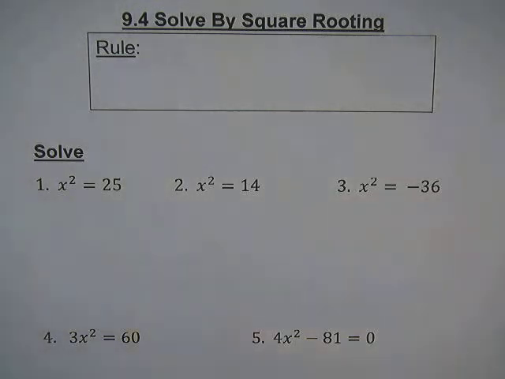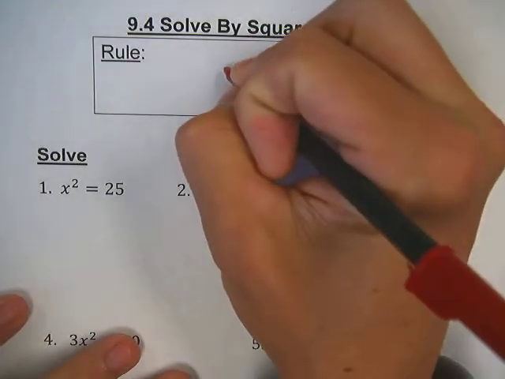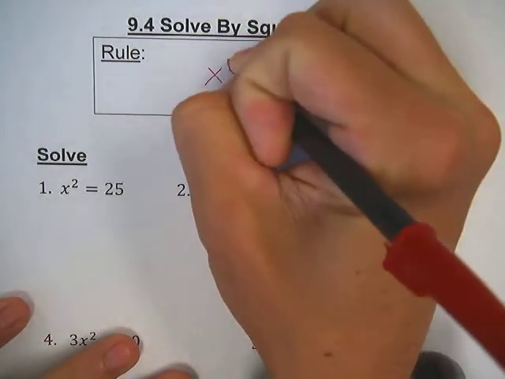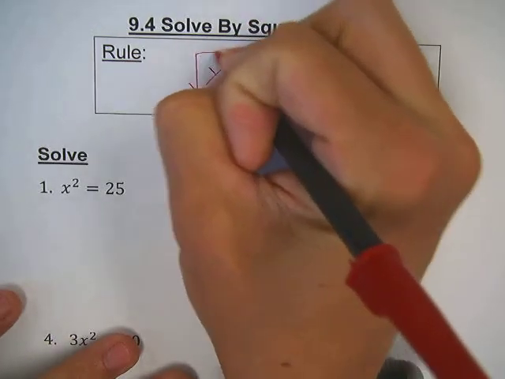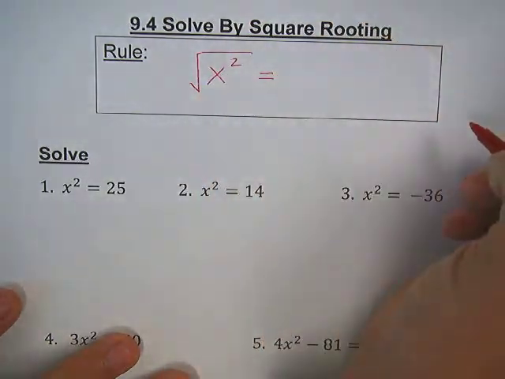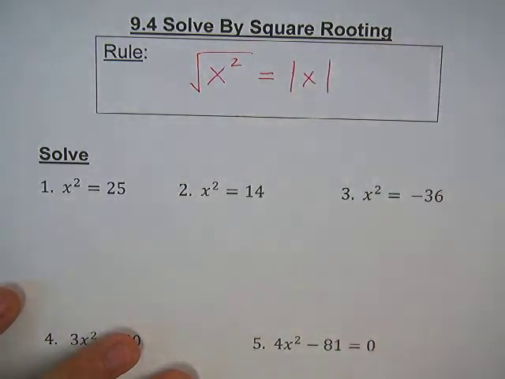Okay, today we're going to talk about 9.4, solving equations by square rooting. Now, before we do that, though, we need to go over a rule. We'll talk about it right now, but we'll get into better detail in class. And that is, if I have x squared, and if I take the square root of x squared, that will always equal the absolute value of x.